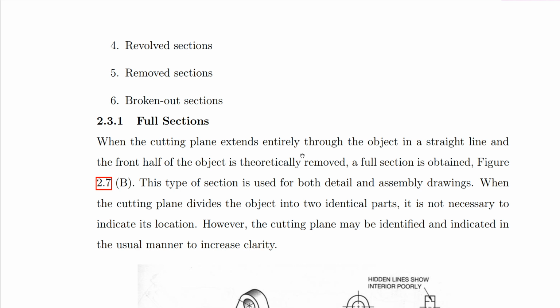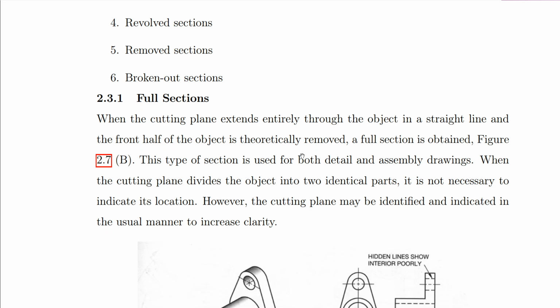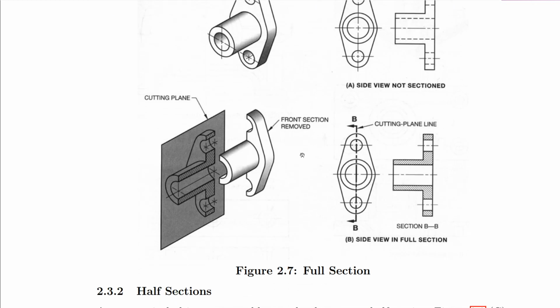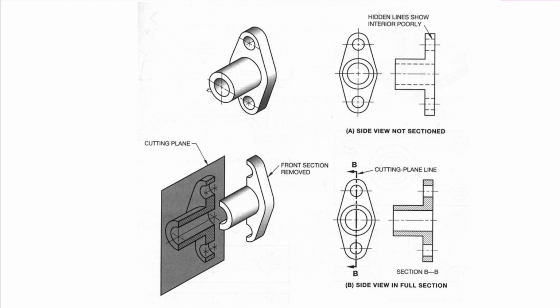The first one is full section. Full section is when the cutting plane extends entirely through the object in a straight line and the front half of the object is theoretically removed. A full section is obtained. So when you have a cutting plane, let's take this figure for instance, which has gone completely through the center, dividing it into two, this is what you call full section. So you have divided it completely into two.